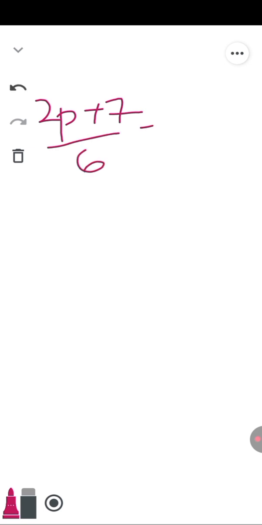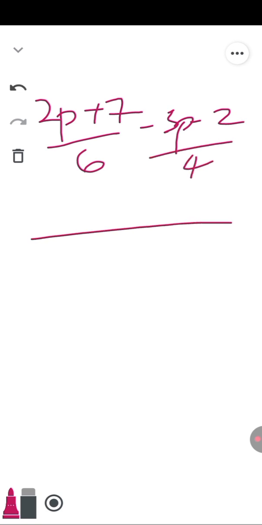Another example here. (2p plus 7) over 6 minus (3p minus 2) over 4. Okay, so you combine it together, that's what? 24, right? Good, that's 24. Although you can use 12 too. Okay, in this particular case, you can use 12. Why?